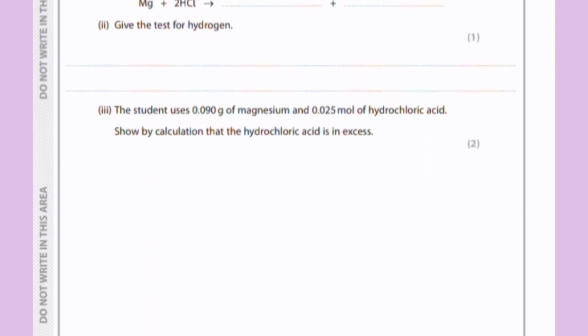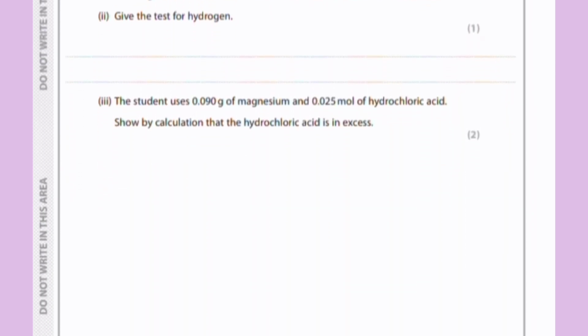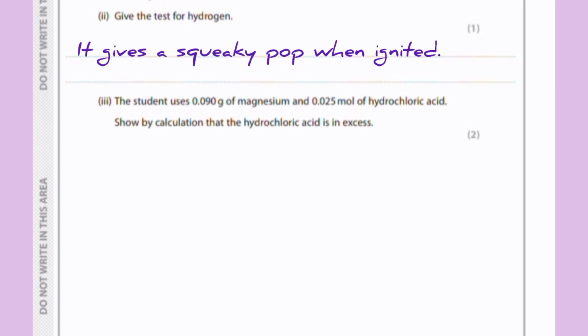Part 2, give the test for hydrogen. This is a simple question. You must have learned this in the chemical test chapter. It gives a squeaky pop when ignited.